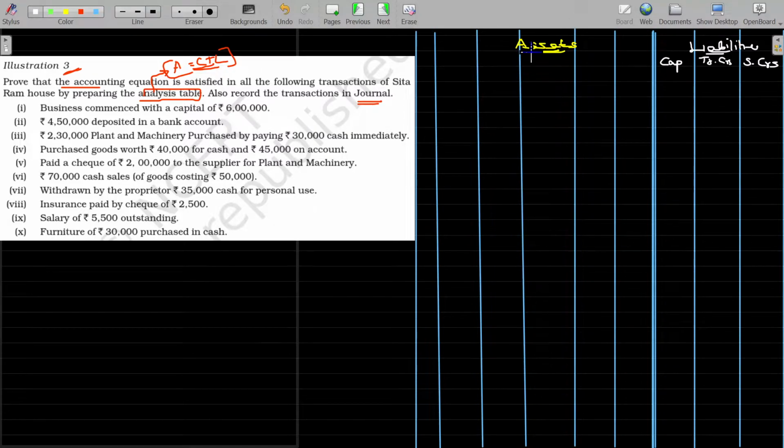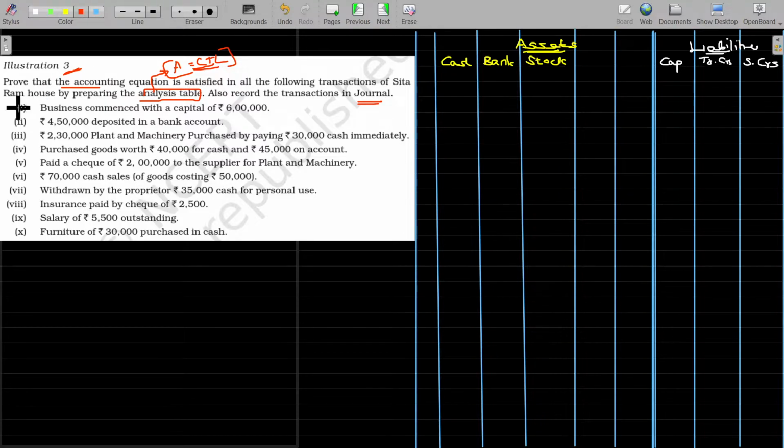I am not aware of what assets will exist here. Predominantly we assume cash will definitely exist. Anyhow, by reading the transactions one after one, we can locate what asset accounts we have here. So cash account, bank account, and stock account. I assume we have 3 predominant accounts. Rest of the things we will see later.